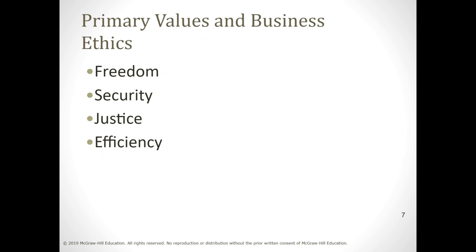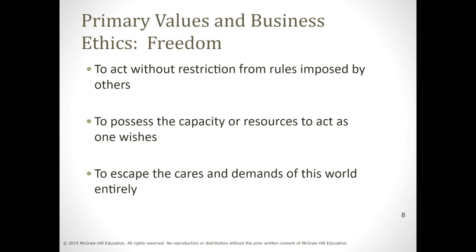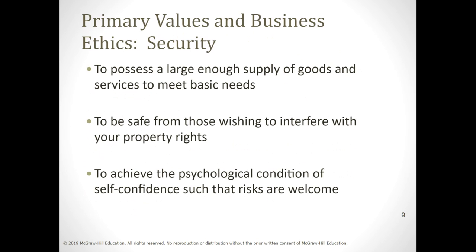We need to determine the values that are involved in our decision-making process. Values serve to capture our sense of what is good and what is desirable, and not everybody values the same thing. The four listed are freedom, security, justice, and efficiency. There's a great chart on the next few slides on page 18 in your textbook. Freedom is to be able to act without restriction from rules imposed by others, to possess the capacity or resources to act as you want to, and the ability to escape the cares and demands of the world.